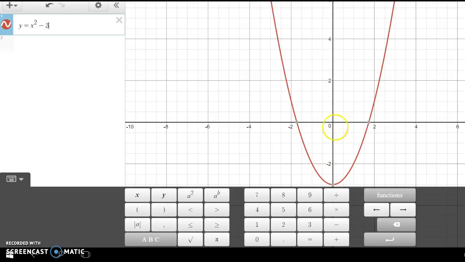It's still symmetrical about the y-axis. It didn't shift right or left. That minus 3 only shifted it down 3 units.